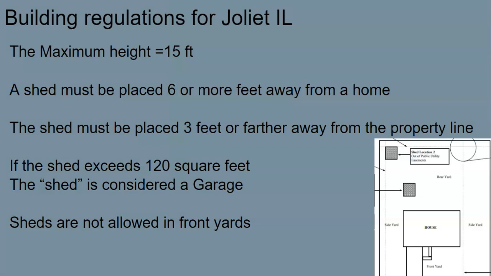To the right, you will see a layout of a corner lot, which has 2 places where sheds can be located. The one closer to the house is the one that is 6 or more feet away from the home, and then shed location 2 is the shed that is placed 3 or more feet away from the property line.